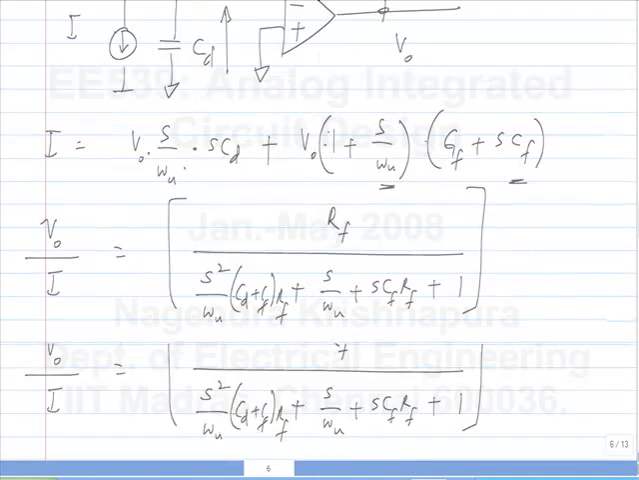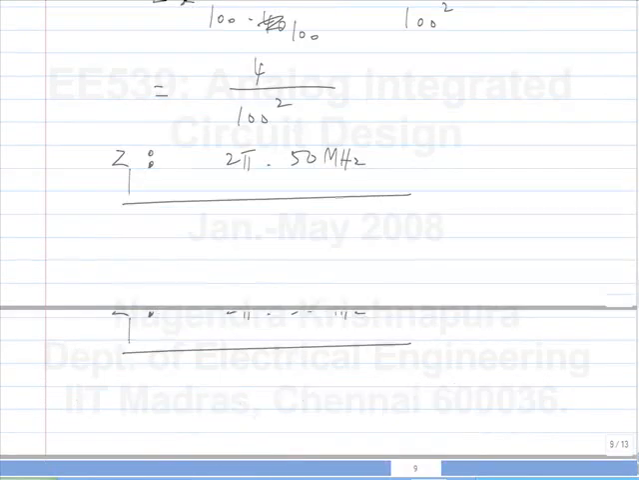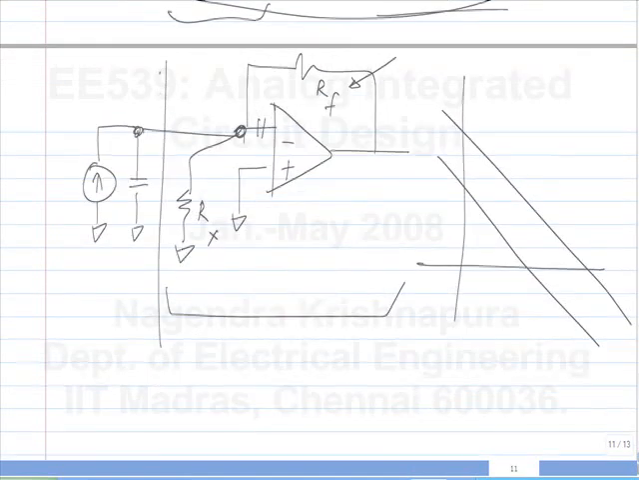The first one was, of course, to make RF small enough so that this doesn't happen. Second thing is to try and introduce a zero in the path so that when the loop gain crosses unity, the slope is 20 dB per decade. Okay. The last thing that we were discussing was to do something like this.